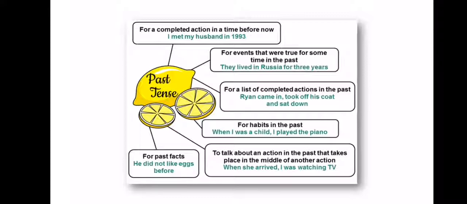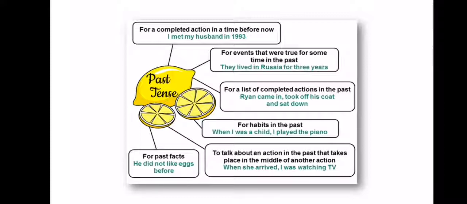For a list of completed actions in the past, it means the person performed different actions, one after the other in the past. Example, Ryan came in, took off his coat, and sat down. For habits in the past, when I was a child, I played the piano.